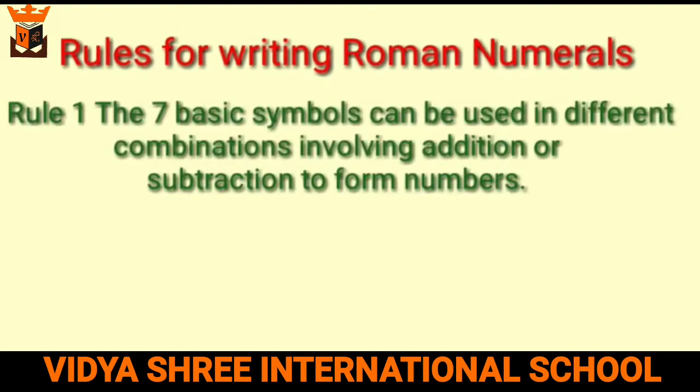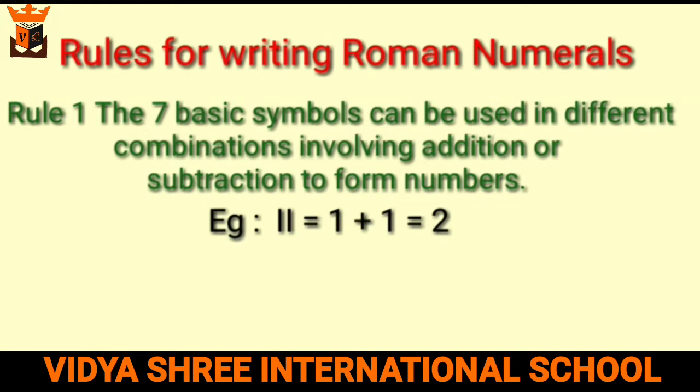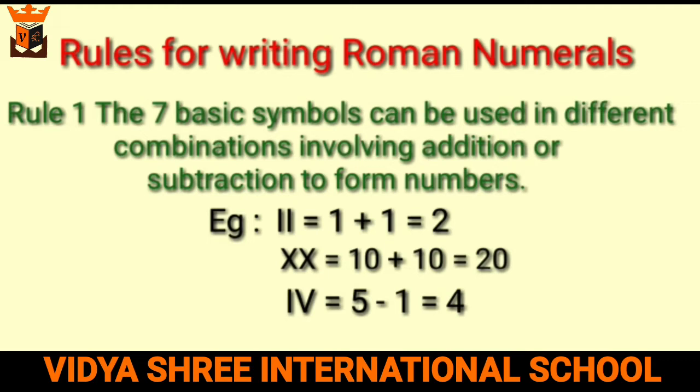Rule number 1. The 7 basic symbols can be used in different combinations involving addition or subtraction to form numbers. We use addition as a repetition of symbols to write the Roman numerals. For example, II can be written as 1 plus 1, which is equal to 2. XX can be written as 10 plus 10, which is equal to 20. IV can be written as 5 minus 1, which is equal to 4.